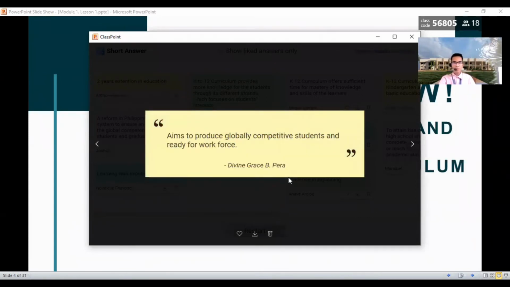And from Divine Grace, it aims to produce globally competitive students ready for the workforce. This is in connection to one of the exits of the senior high school, yung tinatawag nating employment. Because there are 4 exits of the senior high school, and one of those is in connection to what is being stated here by Miss Pera, na yung ready for workforce is that after graduation in senior high school, perhaps graduates are now ready for employment.